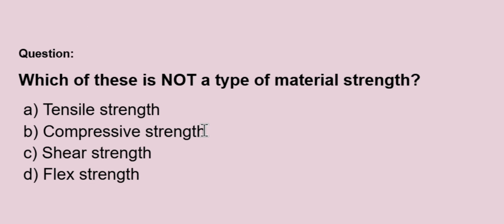Okay, so question, which of these is not a type of material strength? A, tensile strength. B, compressive strength. C, shear strength. Or D, flex strength. My correct answer is D.